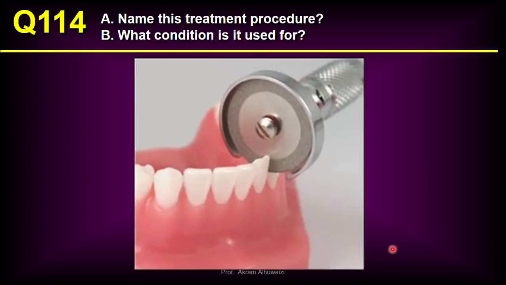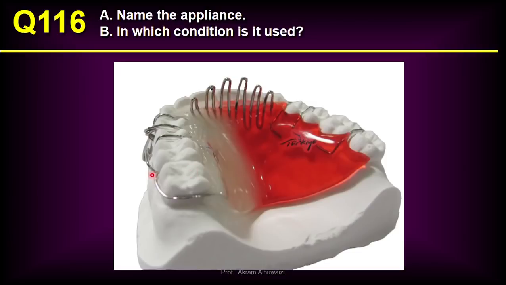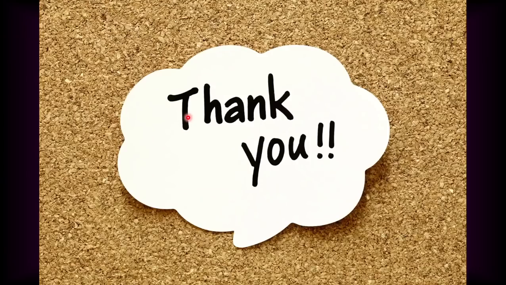And name the treatment procedure, that's interproximal stripping, and this is done in mild crowding cases. Name the habit, and this is a digit sucking habit, and name 3 associated malocclusion sequelae, and that would be increased overjet, anterior open bite, and unilateral posterior crossbite. Name the appliance used, and this is a habit breaker with a tongue crib, and the conditions used for is to break digit sucking and tongue thrust.